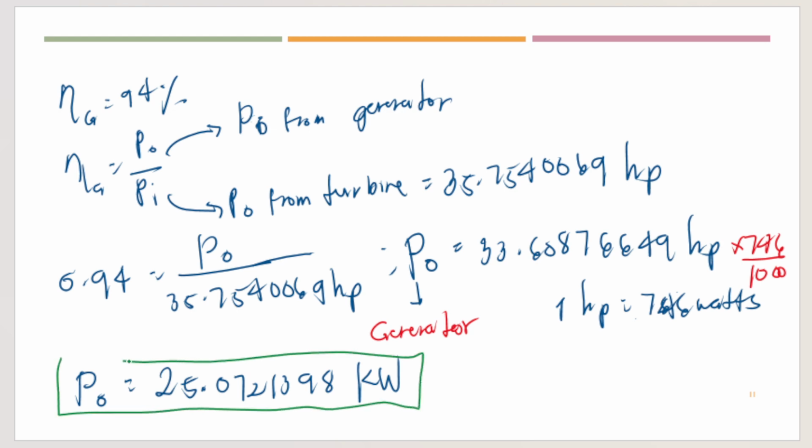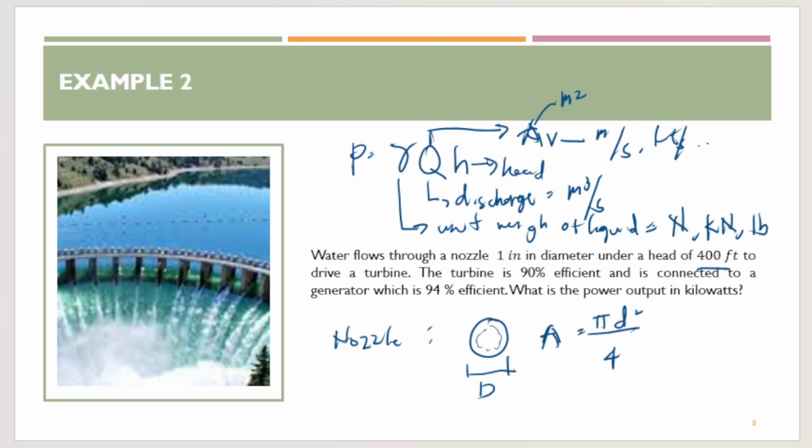It is a bit complicated because we went through two setups. Let's have a quick review. We went through two setups because the problem says that from the nozzle, the flow goes through the turbine and then the generator. Remember, we have a head or head loss in this setup, wherein 400 feet was given. From that, we can compute the power, using the power formula from fluid mechanics or hydraulics: gamma Q times the head. So that is our solution.